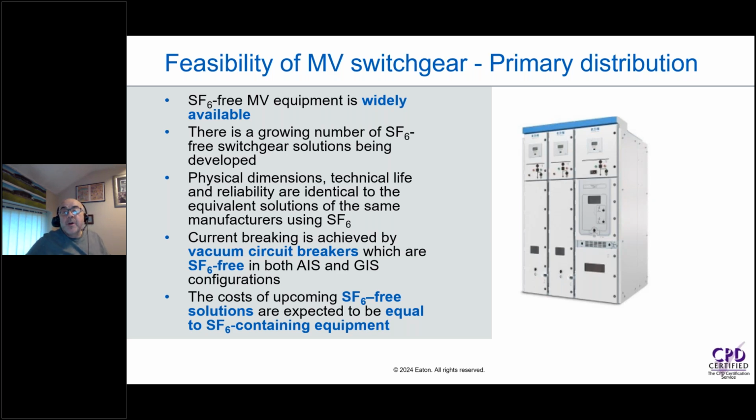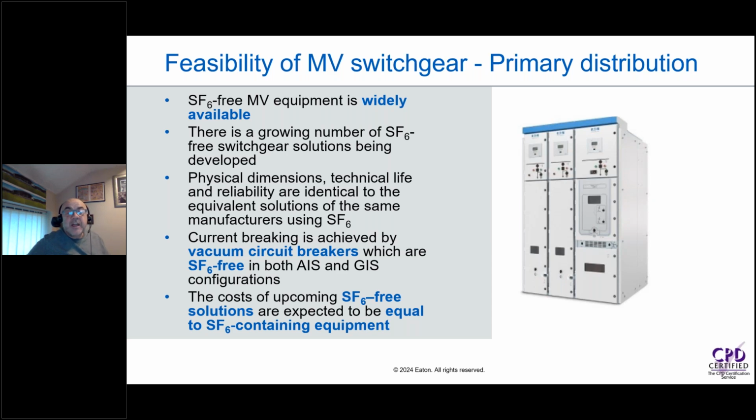So if we look now at primary distribution levels, so these are sort of on the energy network. These may sit behind various substations. You might get one panel with 20 feeders, and that might be feeding out to 10 different ring main systems, where you've got 2 legs for each leg of the ring. So SF6-free medium voltage equipment is widely available at the primary switchgear level and has been available for over 60 years. And there's a growing number of SF6-free solutions continually being developed for the market.